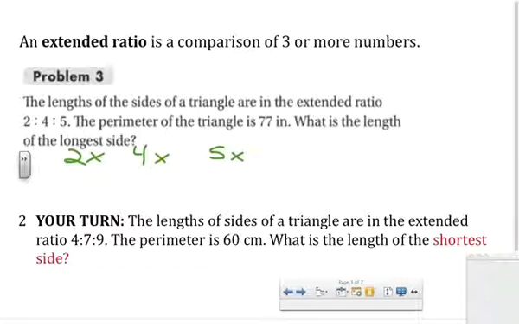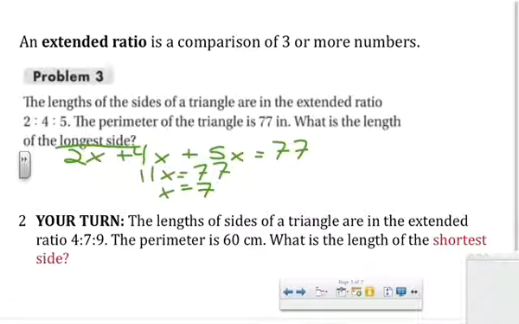And remember how you find perimeter. You add up all of the sides. So that's going to equal the 77. Okay, so 11x is 77, and x is 7. Am I done with this problem? No, I haven't answered the question. The question was, what is the longest side?